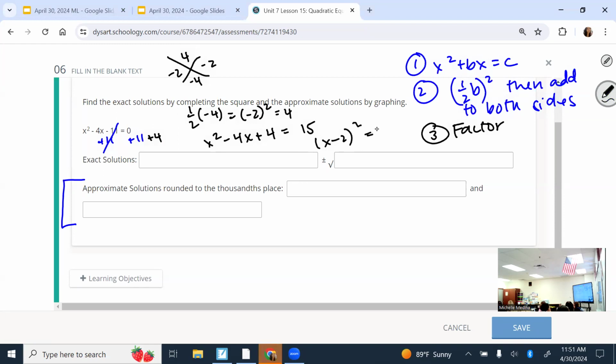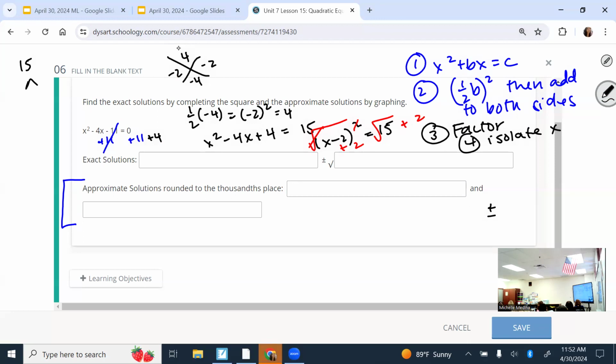Factor it. And then the last step is to isolate x. So that means undo what's being done. Opposite of squaring is. And then opposite of subtracting 2 is. And I do need to simplify that radical. Also remember that there is a plus or minus there. And I'll do the simplifying off to the side.